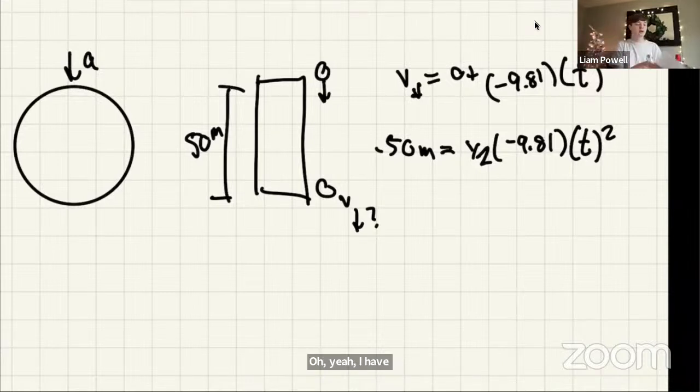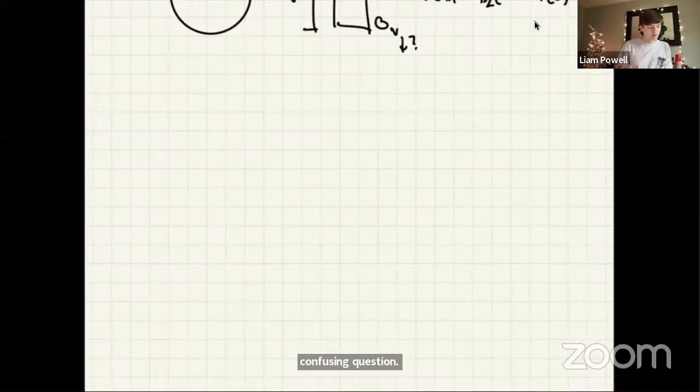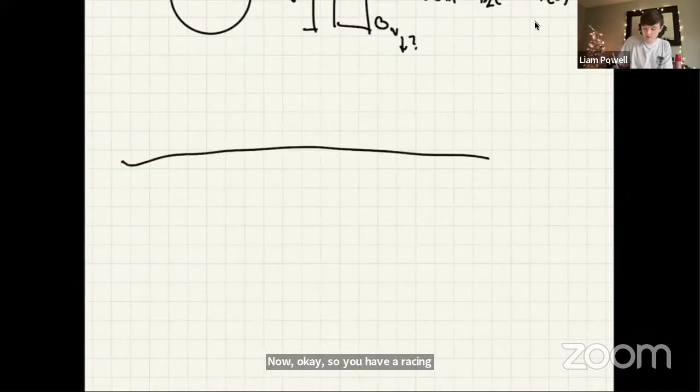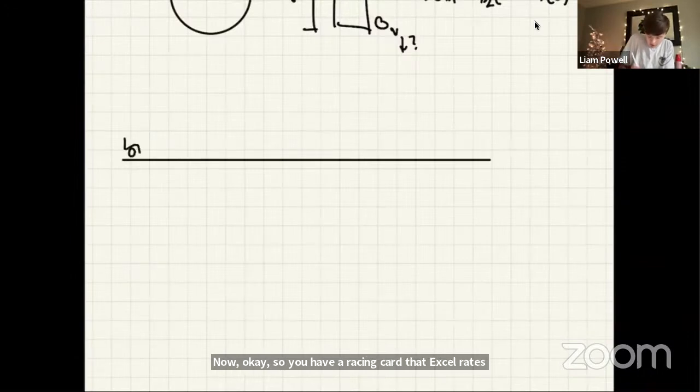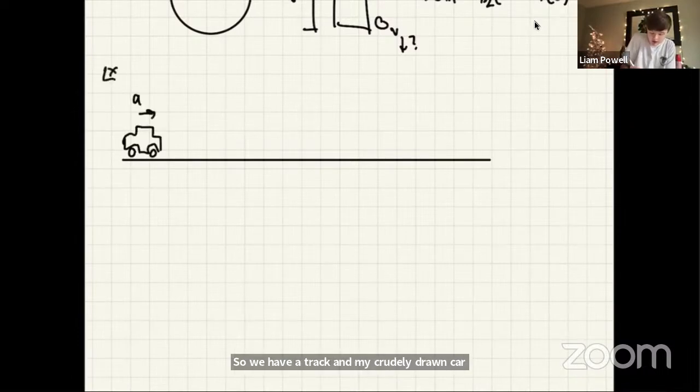This one is a very confusing question, but I'll try to explain it for you guys right now. You have a racing car that accelerates uniformly from rest along a track. So we have a track and my crudely drawn car, and then it accelerates, so we know it has acceleration. We can draw x in this direction, and y is nothing going to happen because we're only in one direction so far. The track has markers spaced at equal distances from the start, as shown in our figure. So marker 1 and marker 2. These are congruent.